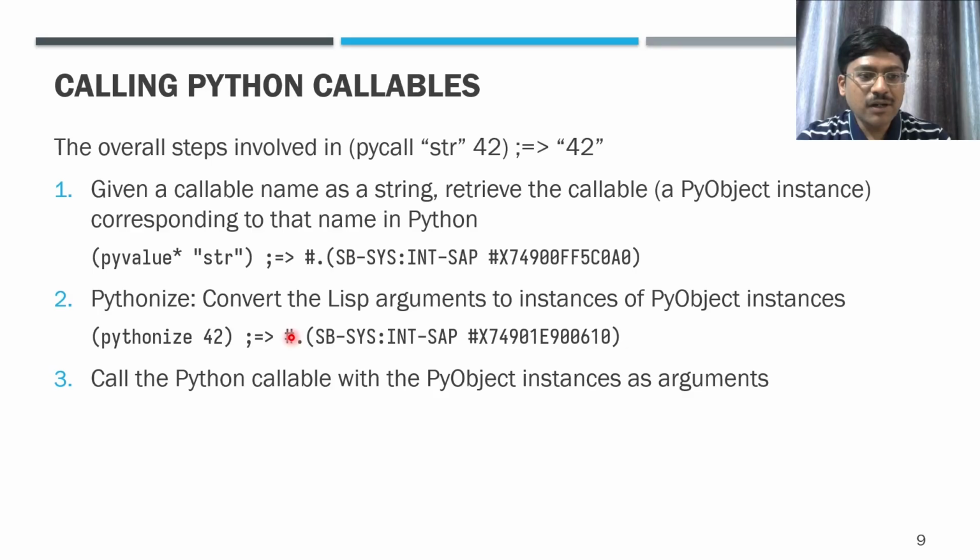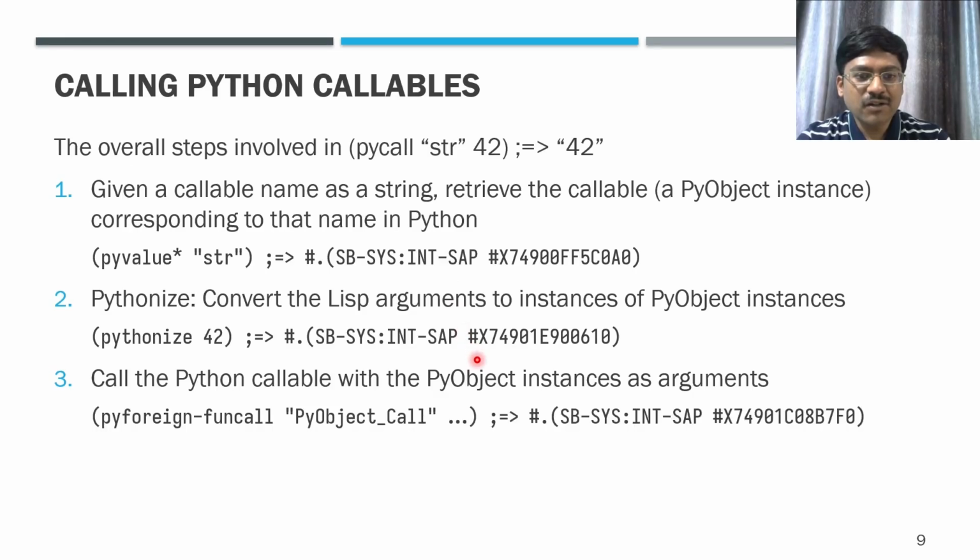Thirdly, we finally want to call the Python callable. So we have the pointer to the Python callable, and we have the arguments. We also perform some packing of the arguments into tuples and dictionaries, which is required by PyObject call and its variants. But we can call PyObject call using the py4cl2-cffi with its appropriate arguments, and this will return a pointer to a PyObject instance. This is essentially the return value.